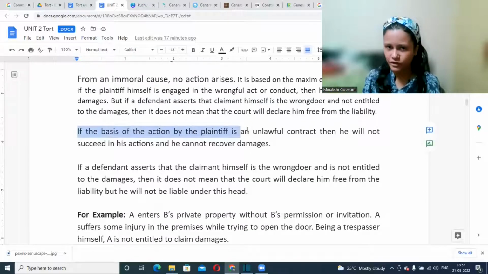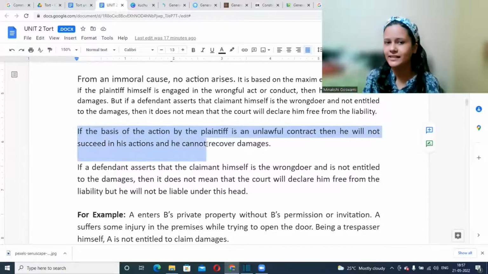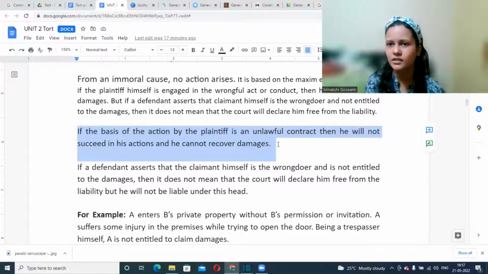If the basis of action for the plaintiff is an unlawful conduct, then he will not succeed in his action and he cannot recover damages. The court will not provide him damages if it is proved that he was only doing something wrong. He should be right in his position.